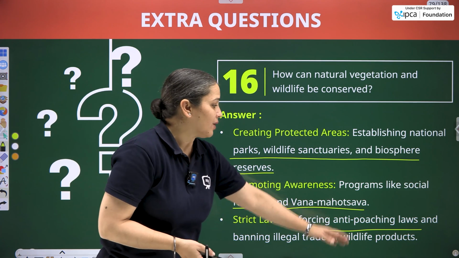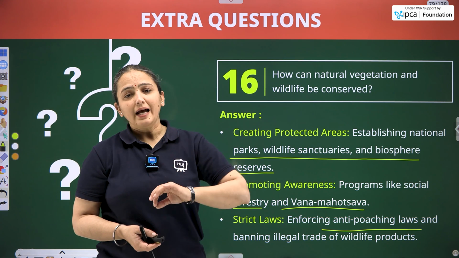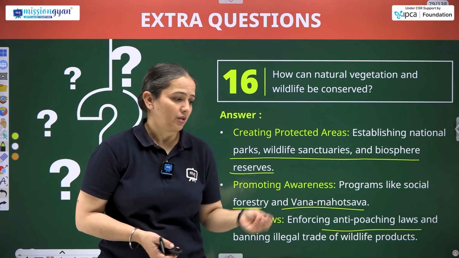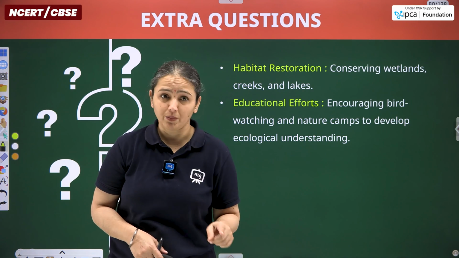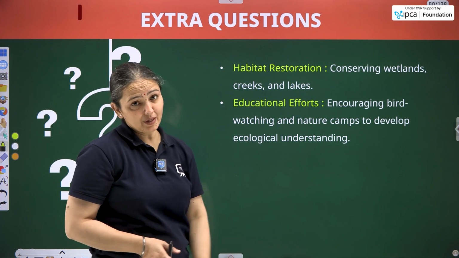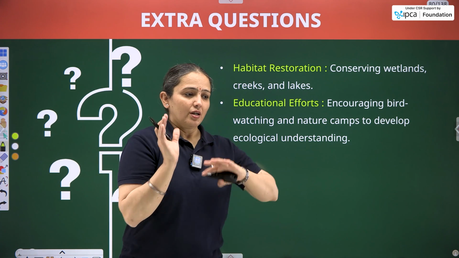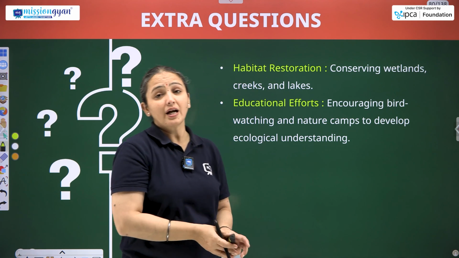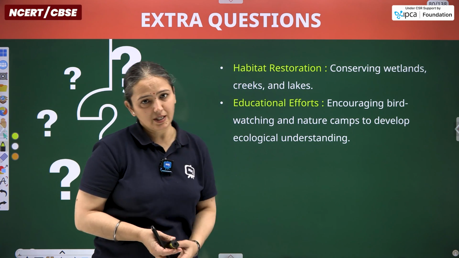And banning illegal trade of wildlife products. It means either of the body parts of the animals, any particular animal. Likewise, elephant ka trunk, teeth, these are illegally smuggled and they should not be there. Then habitat restoration, habitat living area restoration. Likewise, if deforestation is there, we should plant more and more forests so that the habitat should be restored. रहने की जगह फिर से available कराई जाए.